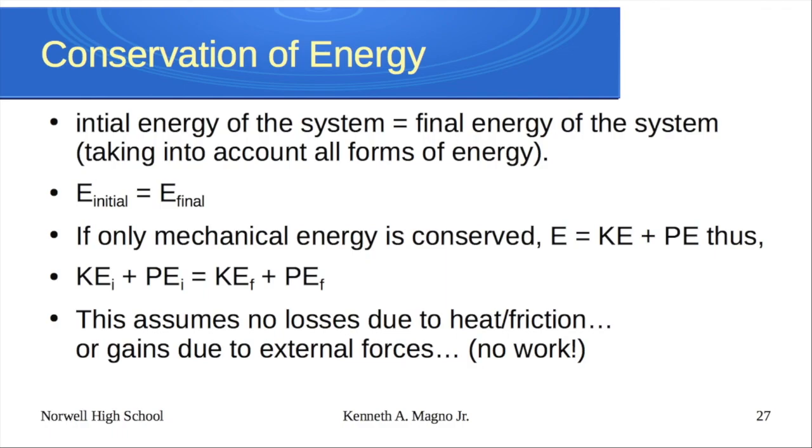For our case here, though, we're only looking at the mechanical energy right now. So our idea of E is just kinetic and potential. So KE initial plus PE initial has to equal KE final plus PE final. We're assuming there are no losses due to heat or friction and no gains due to some external forces. So no motors, no explosions, no other external work being done to the system.